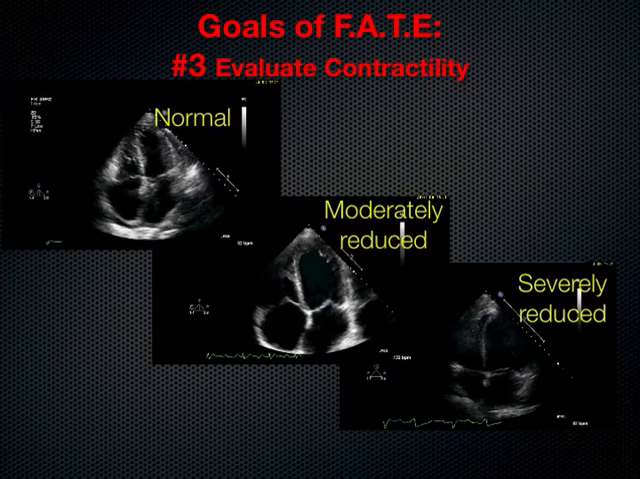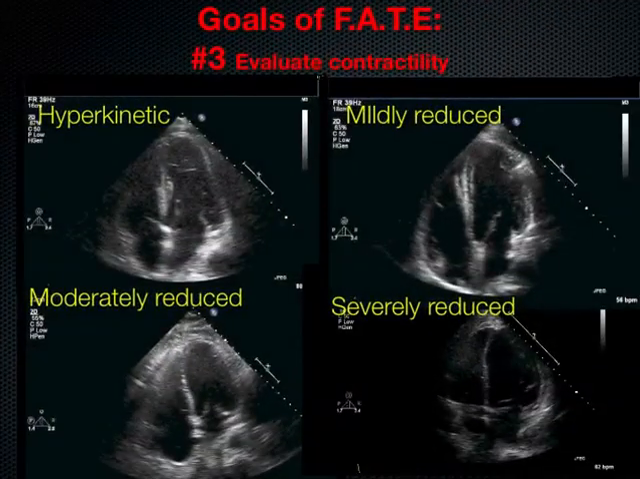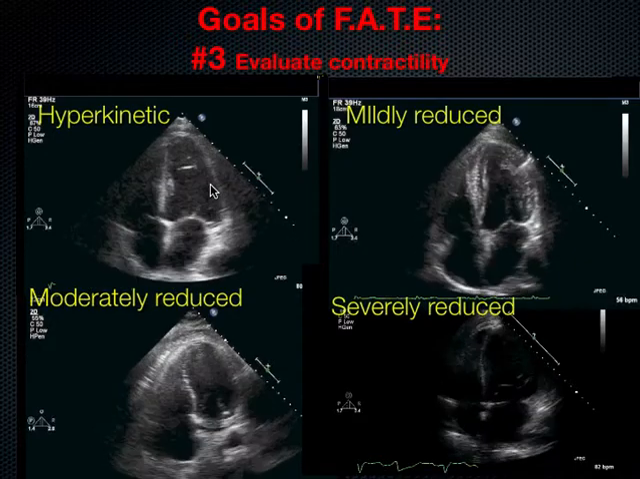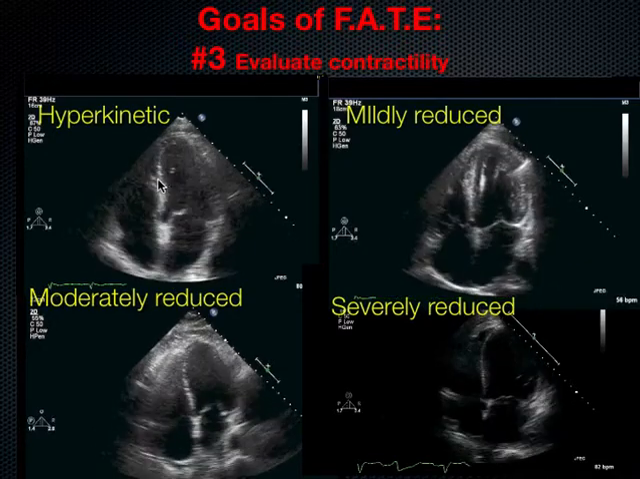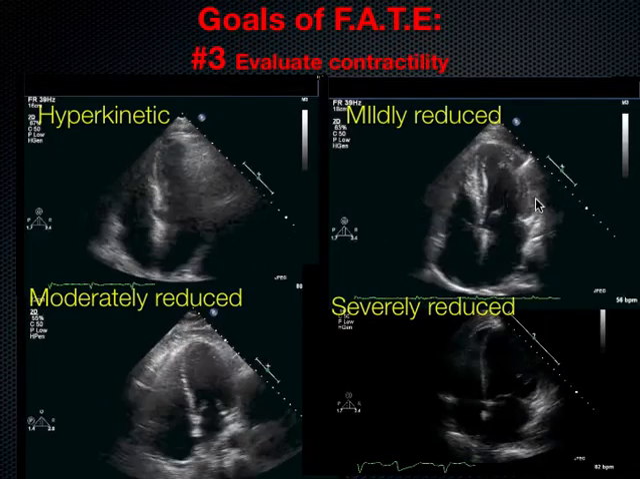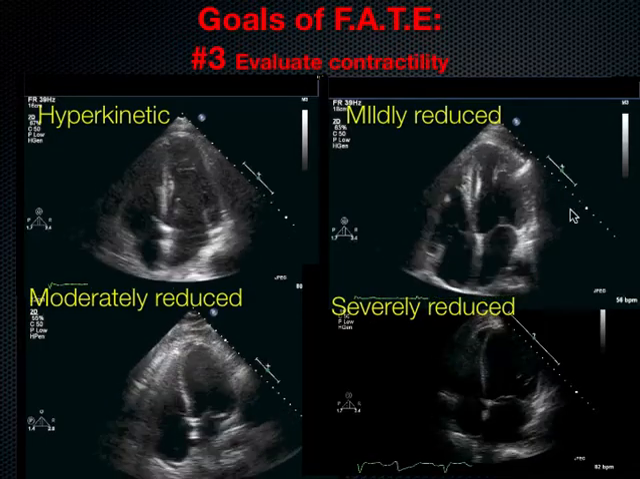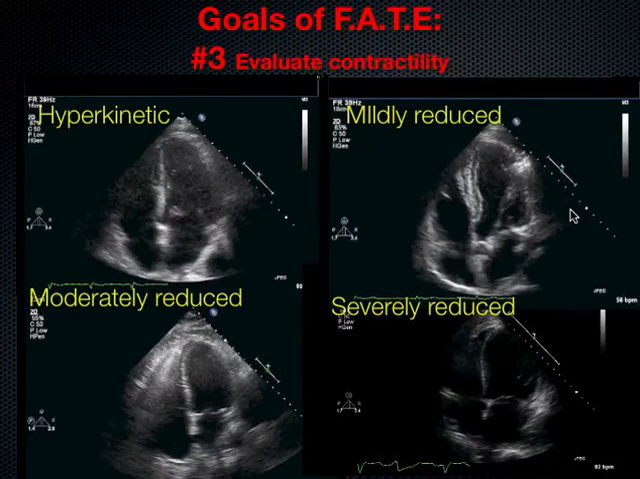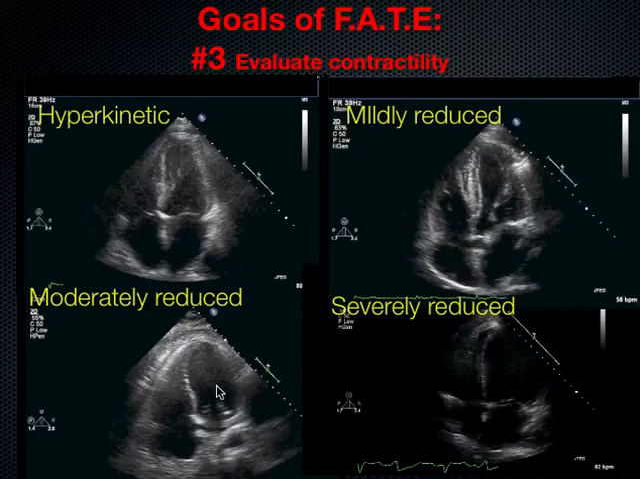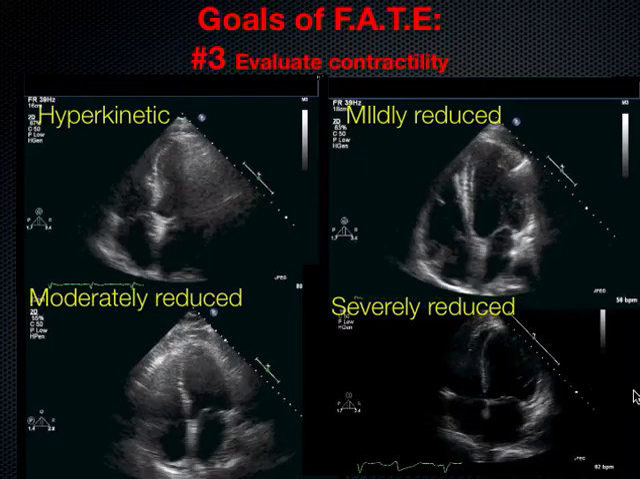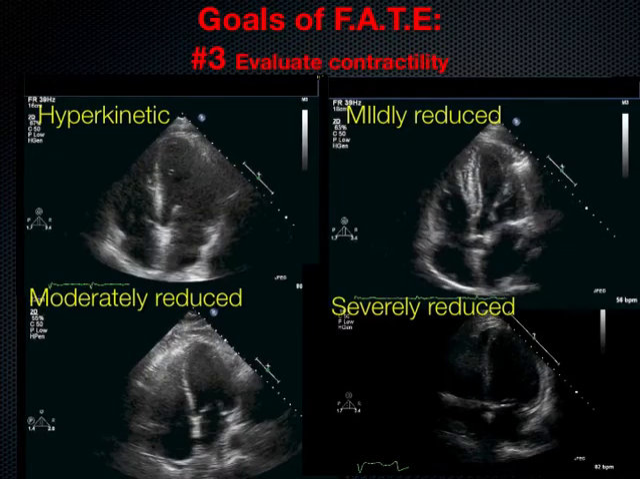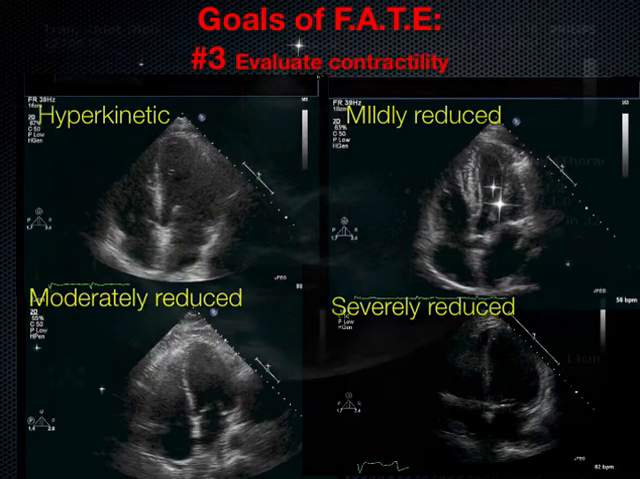next one is the next slide, which shows 4 versions here. This is a hyperkinetic heart. Again, the kissing walls of the heart there. This one is just mildly reduced, still has a pretty good squeeze, pretty good change in chamber size between systole and diastole. This one's moderately reduced, not as much change going on there, and finally severely reduced. There's just not a lot happening there, beat to beat between systole and diastole.